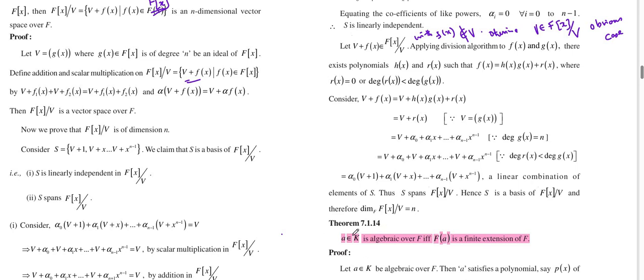In this video, we are going to prove that if K is an extension of F and a belongs to K is algebraic over F, then F(a) is a finite extension of F, and vice versa. That is, whenever F(a) is a finite extension of F, then a belonging to K is algebraic over F. So to prove this theorem, we need two results. We'll first establish them, and then come to the proof of this theorem.